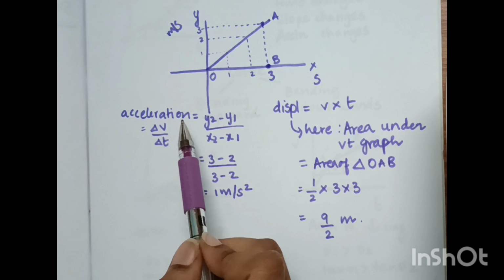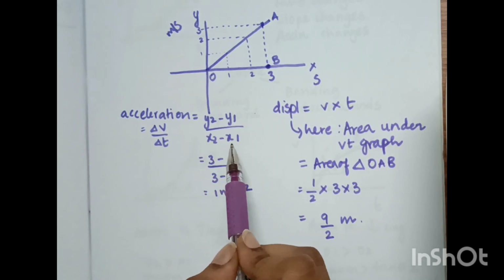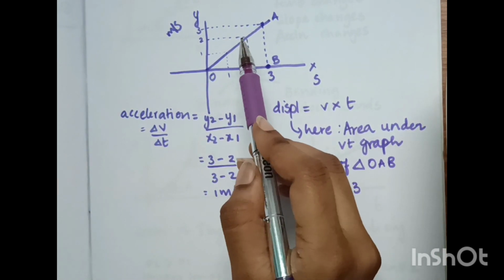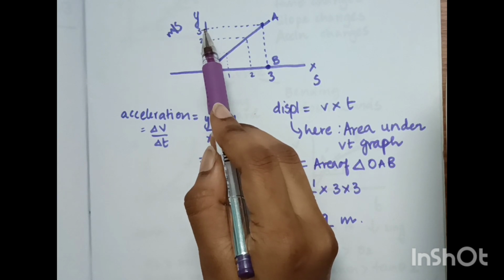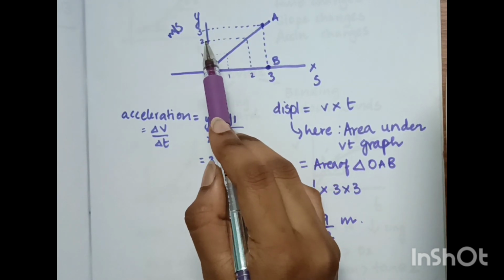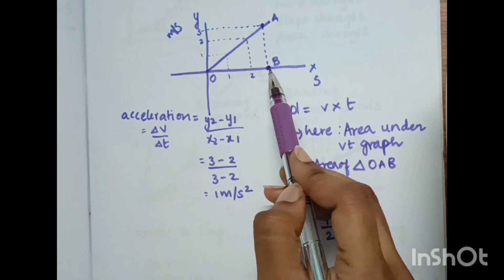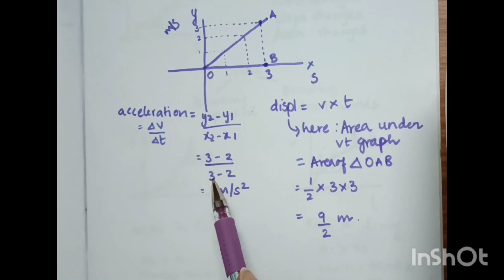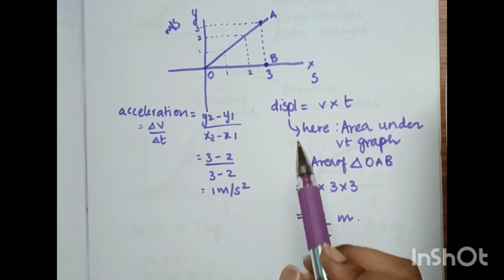Acceleration is nothing but slope of the vt graph. So it is y2 minus y1 by x2 minus x1. Let us consider these 2 points. y2 is 3, y1 is 2. 3 minus 2 by x2 is 3, x1 is 2, x2 minus x1, that is equal to 1 meter per second square.